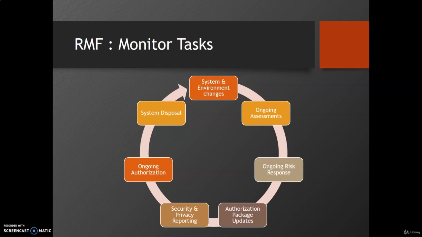Report the security and privacy posture of a system to the authorizing official and other organization officers on an ongoing basis, in accordance with the organization's continuous monitoring strategy. The results of monitoring activities are documented and reported to the authorizing officer and other selected organization officers on an ongoing basis in accordance with that strategy.